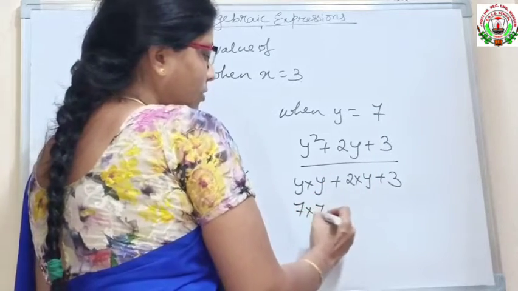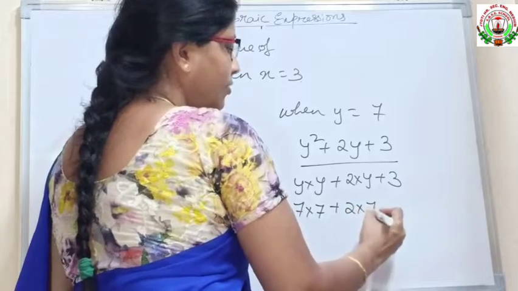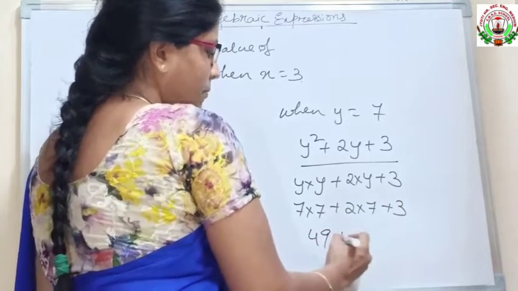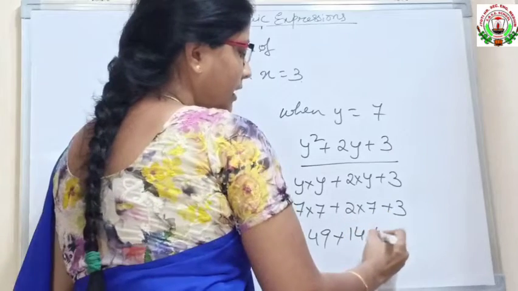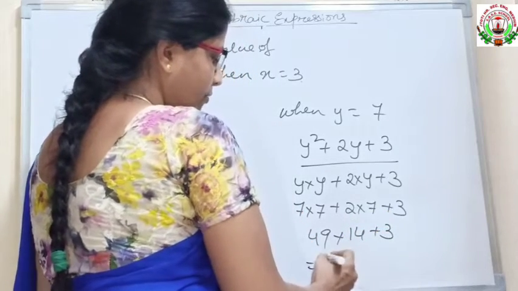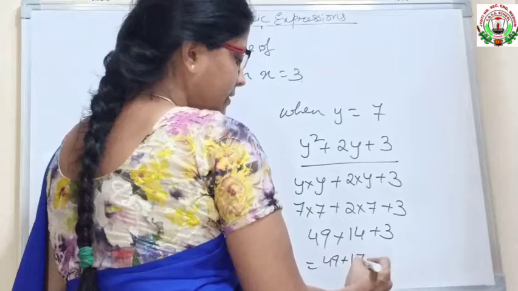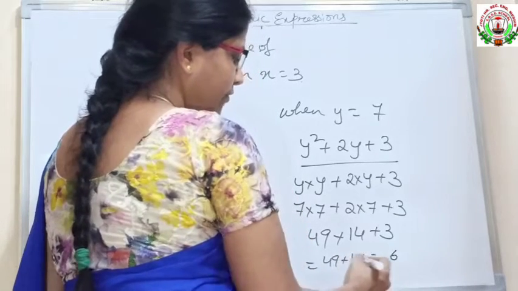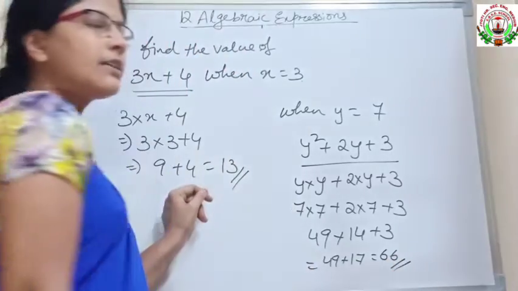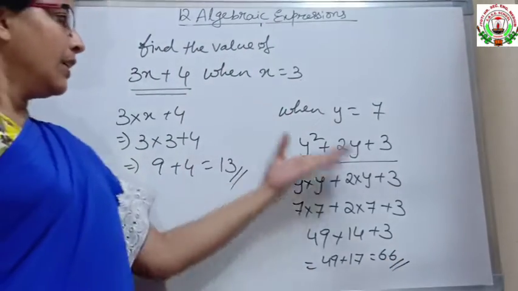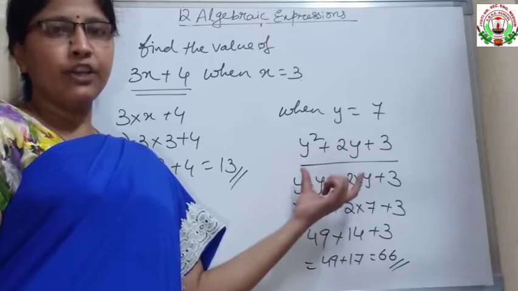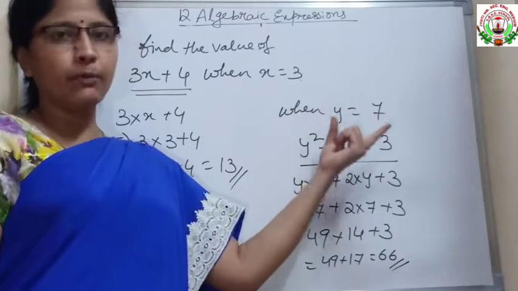So 7 into 7 plus 2 into 7 plus 3. 7 sevens are 49 plus 2 sevens are 14 plus 3. See, 49 plus 17, it is 66. 66 is your answer. This is your finding the value of the expression when the value of the variable is given.